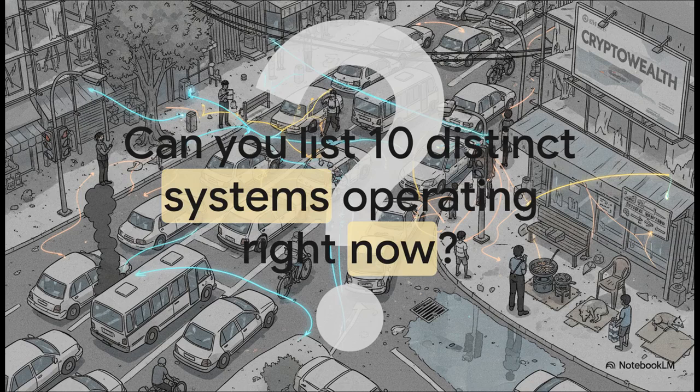Can you list 10 distinct systems operating in this single moment? Remember, a system is any set of interconnected elements organized toward a purpose. It can be visible or invisible, human or mechanical, formal or informal. You have to go beyond the objects. A car is an object. Traffic flow is a system. A vendor is a person. The informal economy is a system.